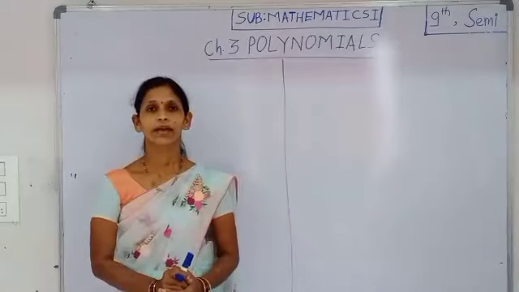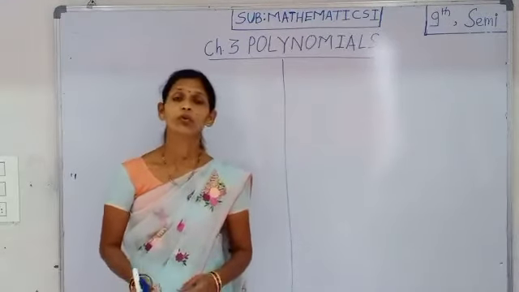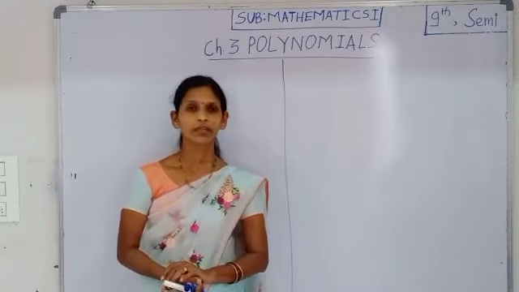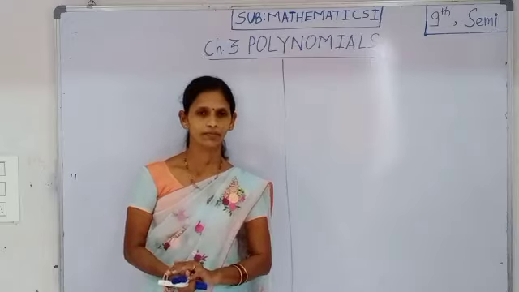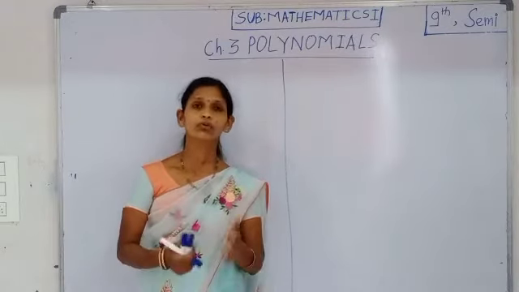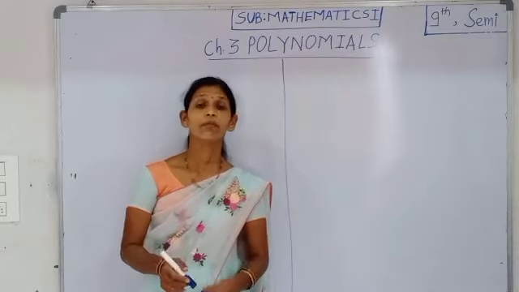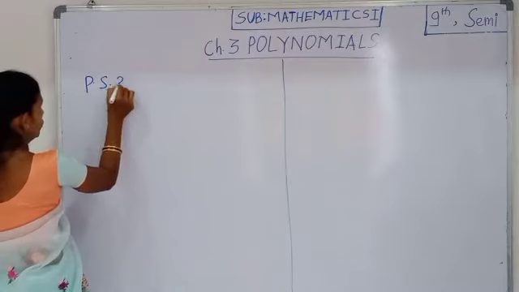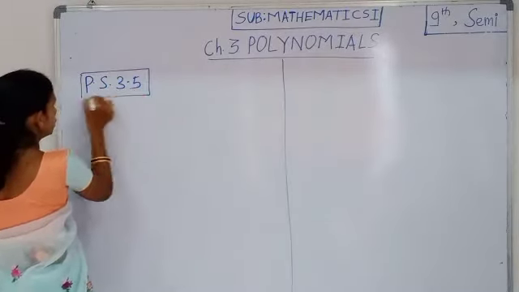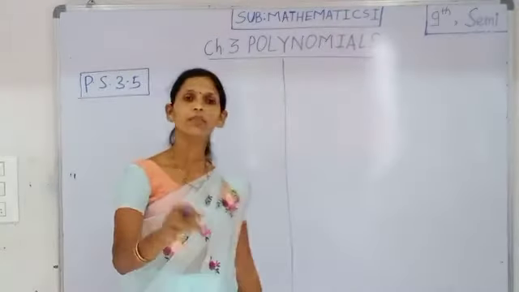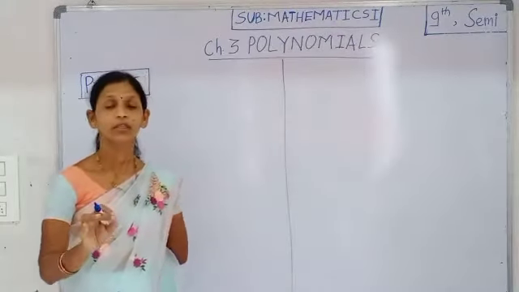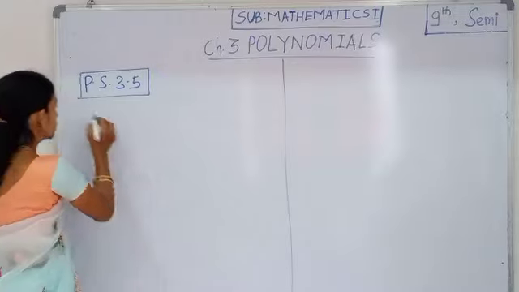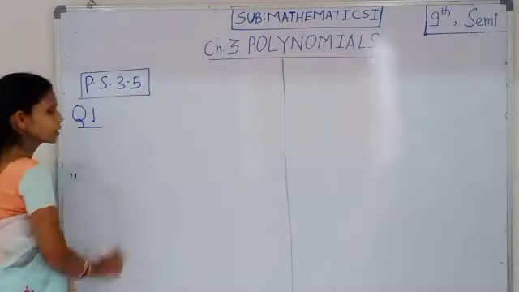Hello students, in the previous lecture we solved examples based on the factor theorem and remainder theorem. Today we are going to solve a few examples from practice set 3.5, which is related to the factor theorem and remainder theorem as well as finding the value of polynomials. First, the example from question number 1.